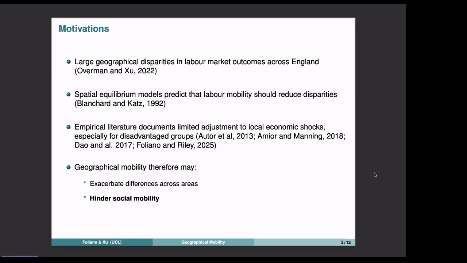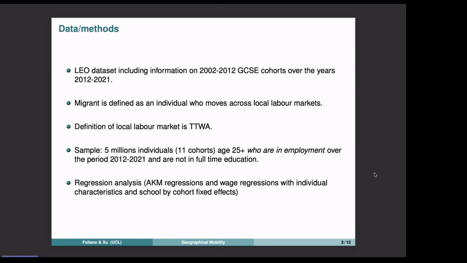So we try to look at data from the LEO dataset to understand whether this is the case, whether we can say something about this. Very similar to Joey, we use LEO data. I'll present some results on a bigger number of observations. I consider all individuals who took their GCSE between 2002 and 2012, whom we can observe in the LEO data from 2012 onwards, and who are at least 25 years of age. So most regressions will be based on this sample.